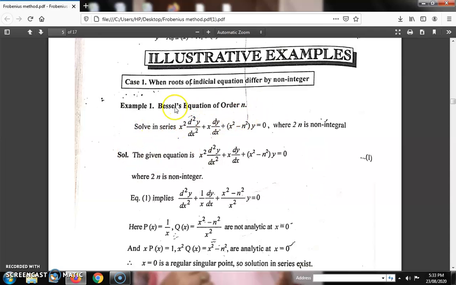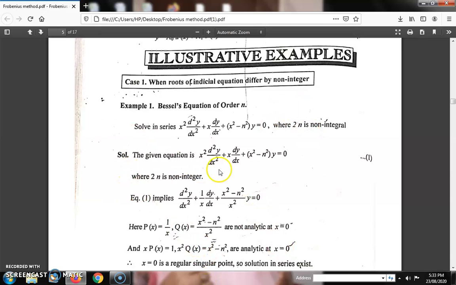So you have to keep in mind the statement of the Bessel's equation, that is x^2 d^2y/dx^2 + x dy/dx + (x^2 - n^2)y = 0. How will you remember it? It is very easy. x^2 d^2y/dx^2, then dy/dx with x, and (x^2 - n^2)y = 0. It is called Bessel equation of order n, where 2n is a non-integer. I will tell you why 2n is given as non-integer. I will tell you in the question.